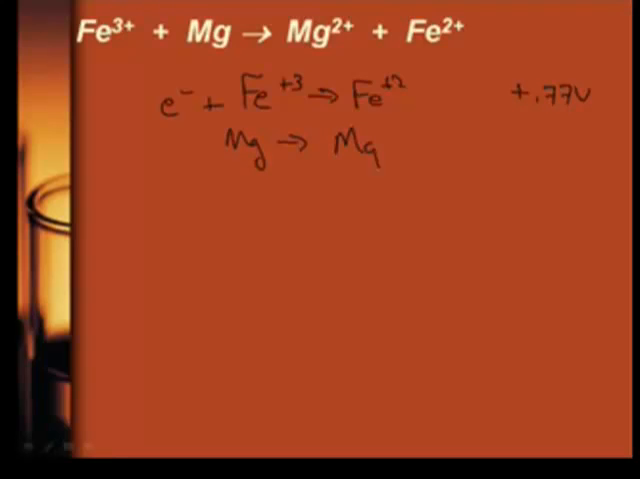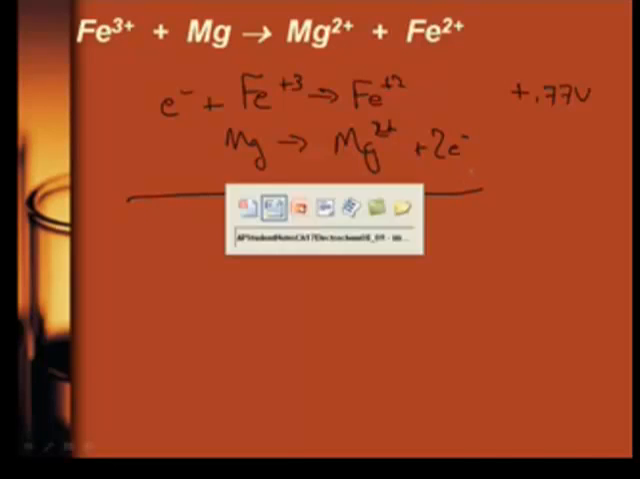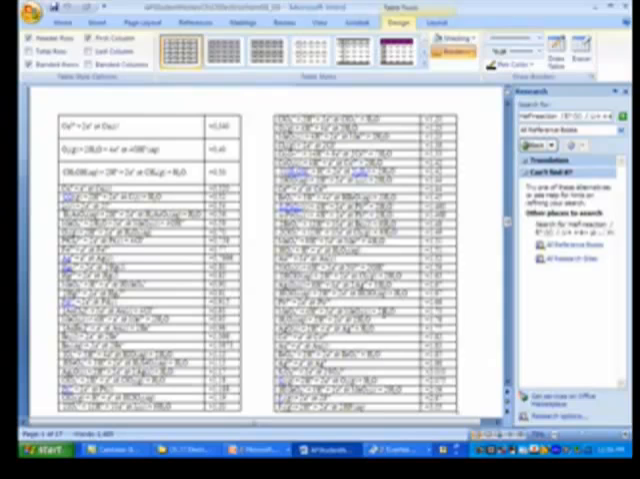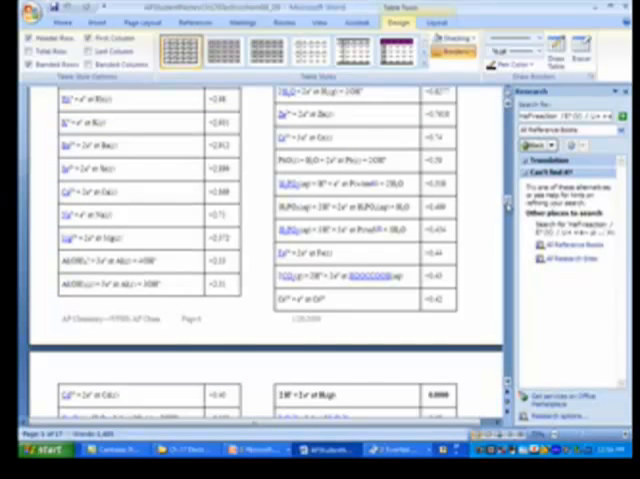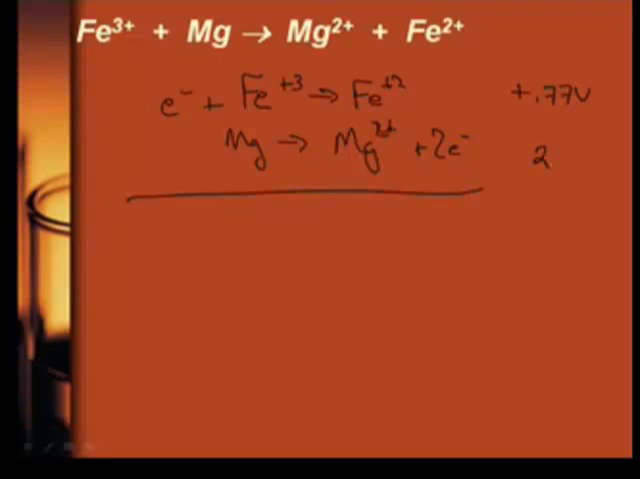And if you don't like that table, there is a table in your book that you can also use. So Mg to Mg2 positive is going to be at the top of the list. There it is. It's going to be negative 2.4, but it's flipped, so it's going to be 2.4, positive because it's in the reverse. Yeah, because it was negative and I flipped it. And so the total voltage would be 3.17.